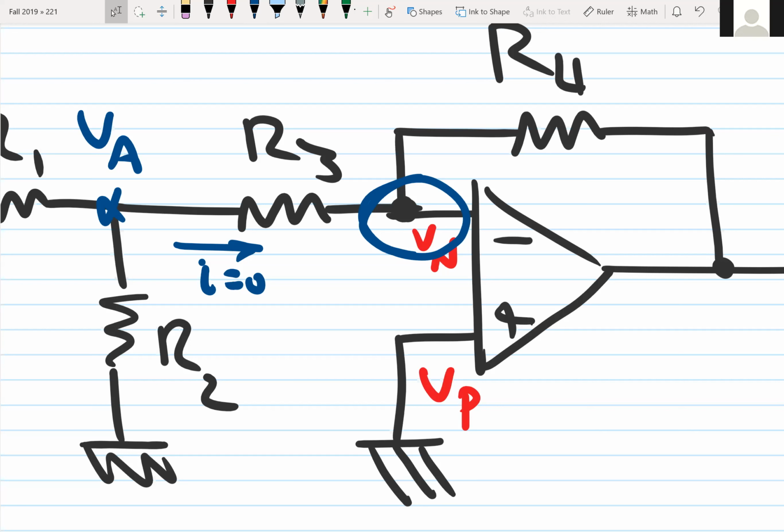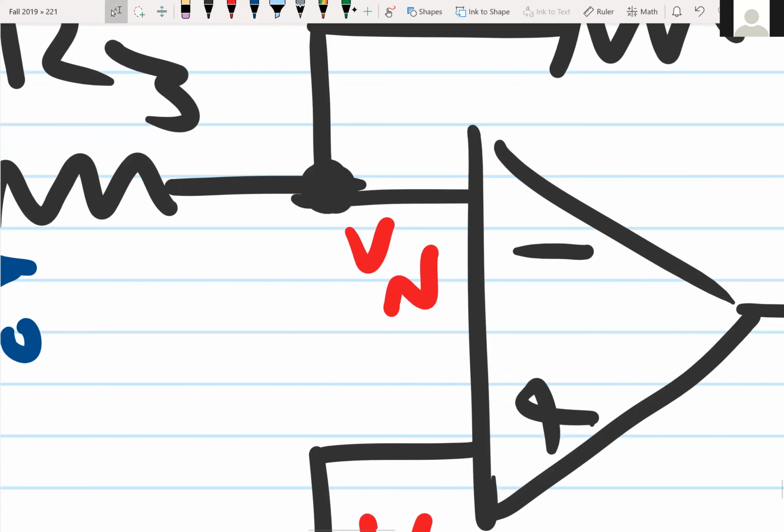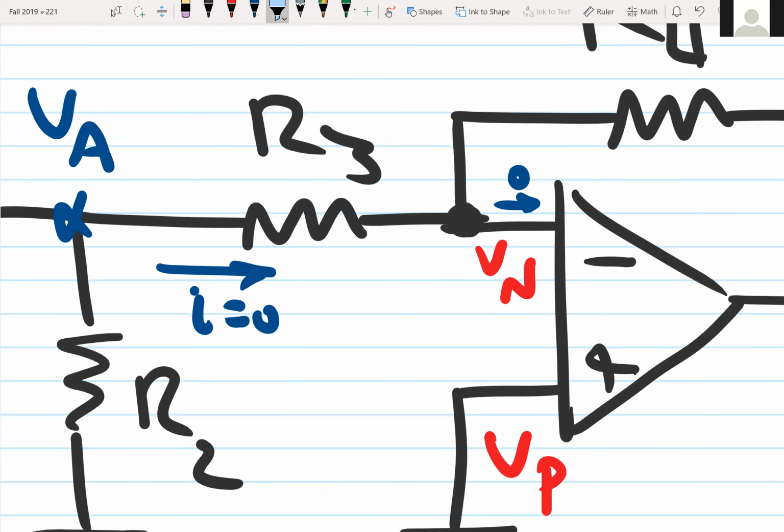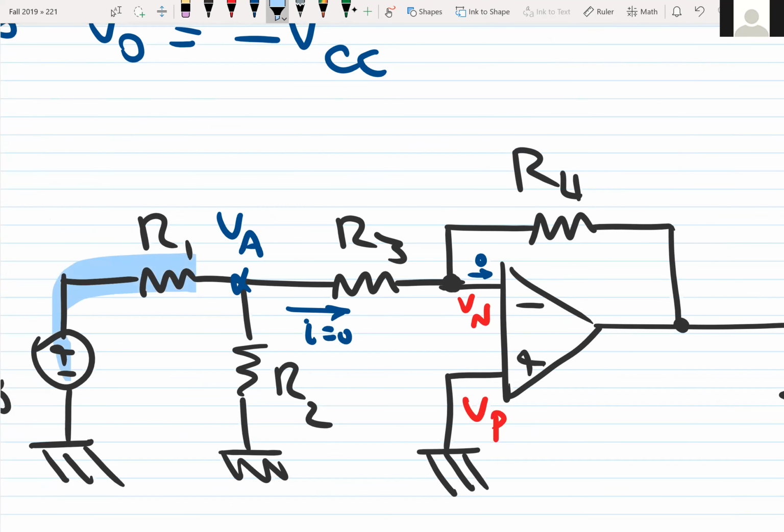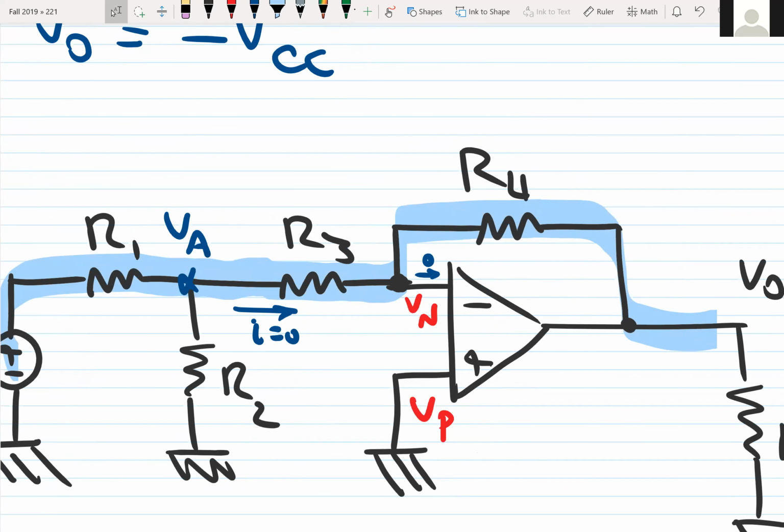Let me just tell you the answer. Of course, the current going through this branch is 0. But if you look at R3, the current through R3 can come from the voltage source and move through R3, and through the feedback move to the output. So we cannot say that the current is equal to 0. So it's not true. This current is not equal to 0. Okay?